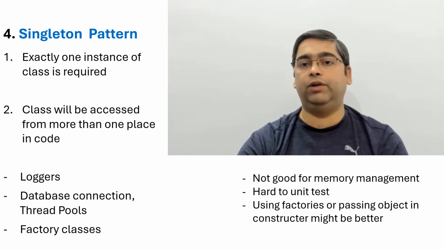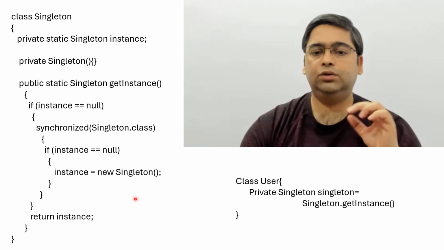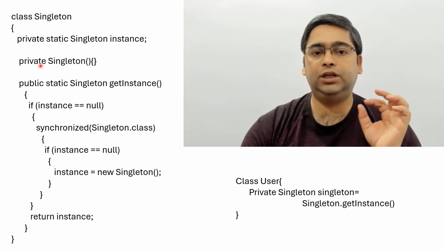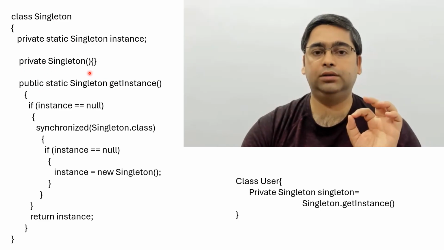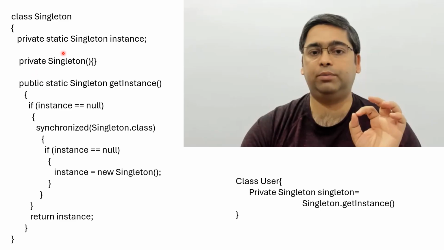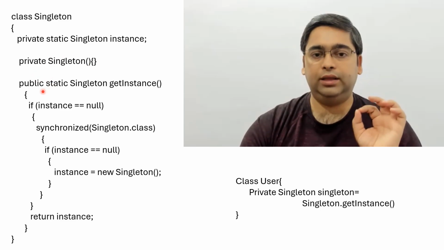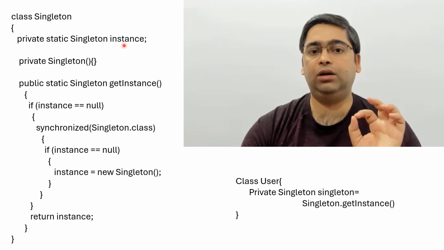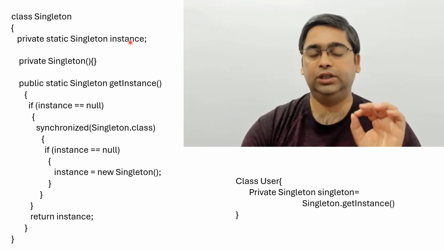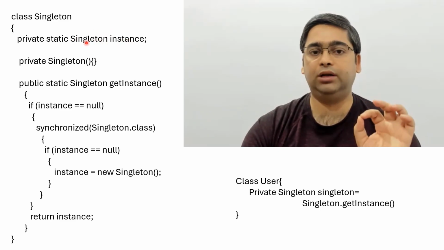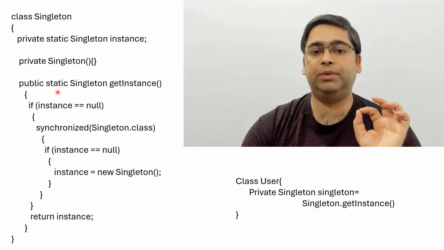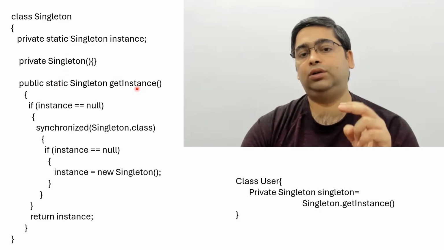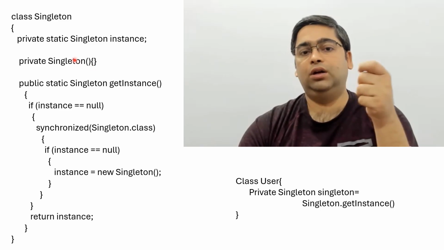Let's see how it works. So how will we make a class singleton? First, we make its constructor private, so it cannot be accessed from anywhere. Then we have a static variable of its own. This instance variable is of the type singleton and it is static, and we have a static method getInstance, and we use this method to get the only instance for this class.